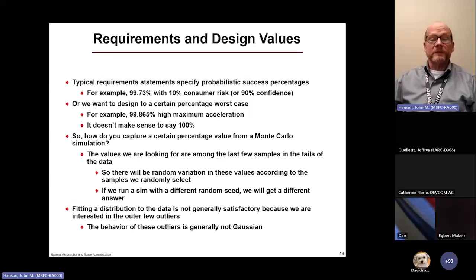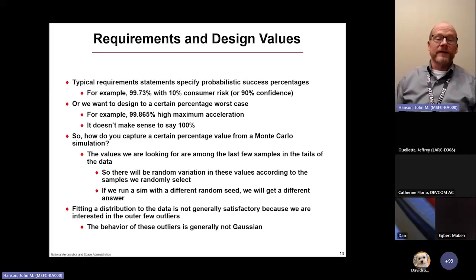Now, the 10% consumer risk is equivalent to a 90% confidence that we have met the number. So if I run a Monte Carlo sim, I randomly vary my cases, and then I pick a new random seed and run it again, and I keep doing that. If I run a whole bunch of separate Monte Carlo sims, only 10% of them would not meet the requirement and 90% would. That's what that confidence and risk means.